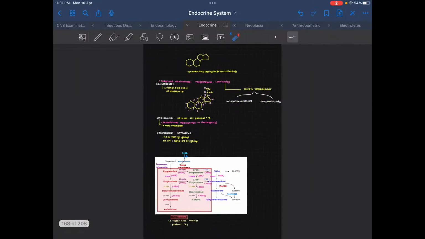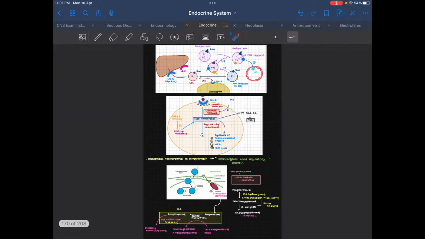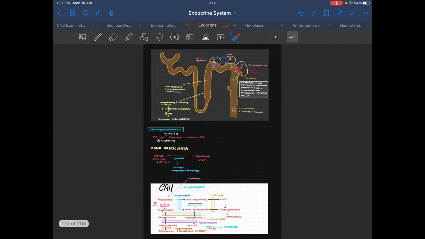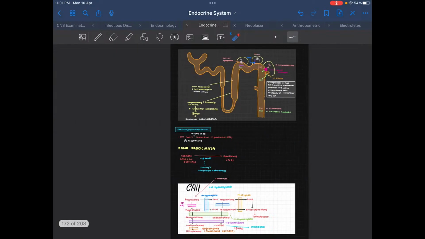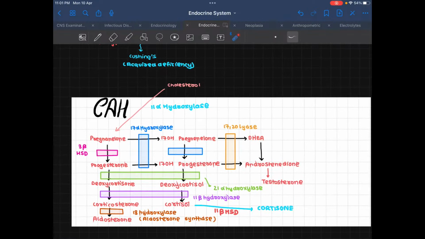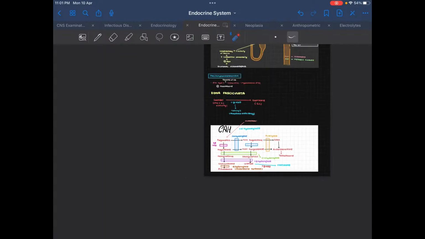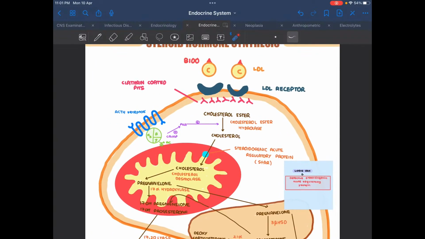Okay. Now let's discuss something about the synthesis of these steroid hormones. Steroid hormone synthesis is very important when we consider congenital adrenal hyperplasia. So there are a few enzymes which we have to remember. But what I'm going to tell you is about the basic enzyme. Once a concept is built, then you can remember the enzymes later on.